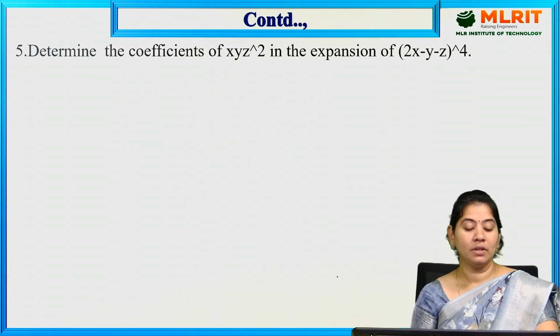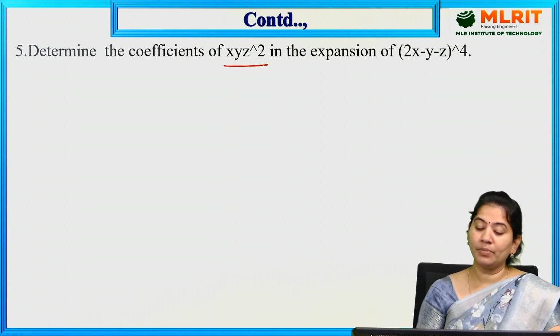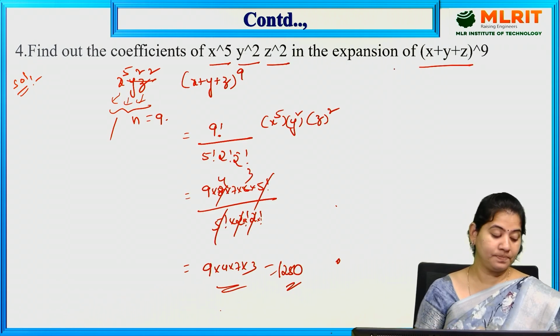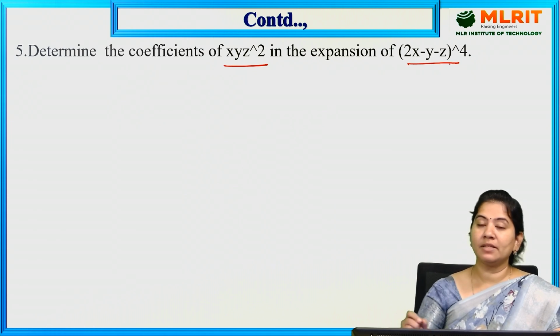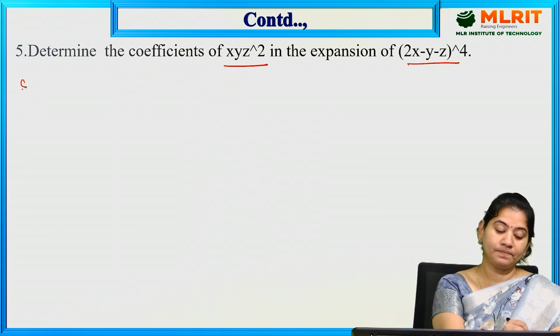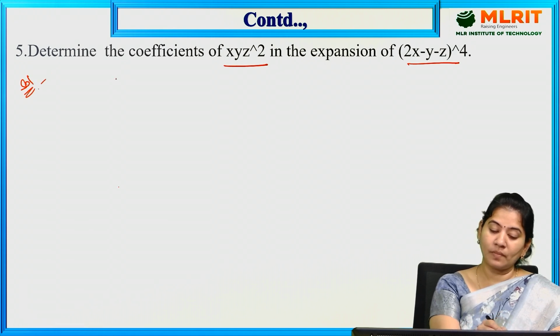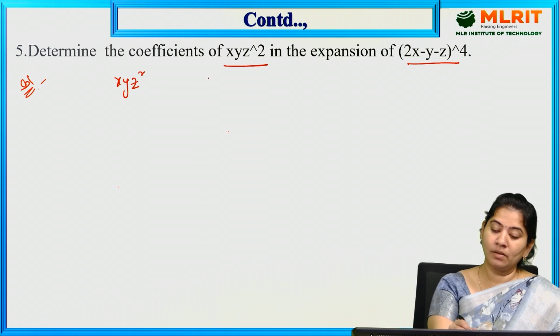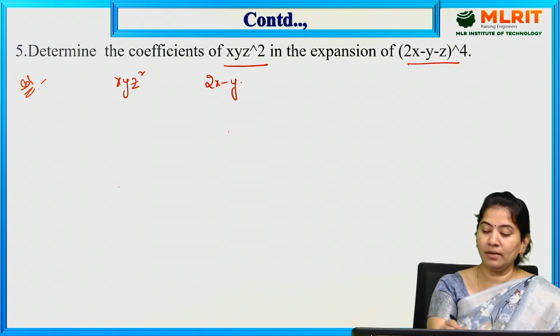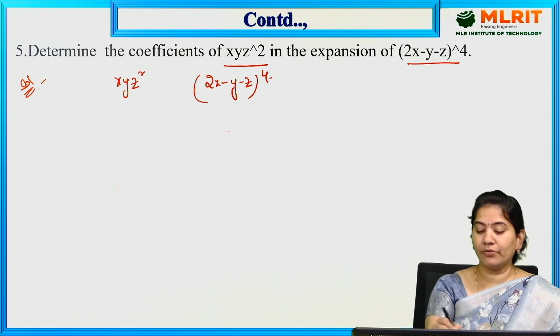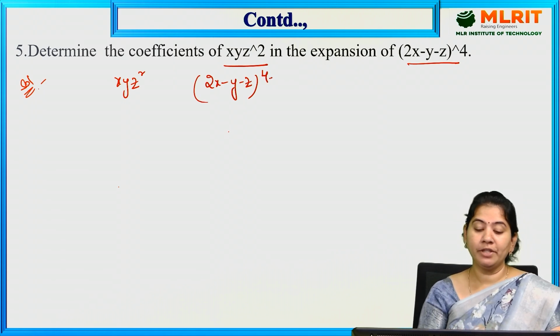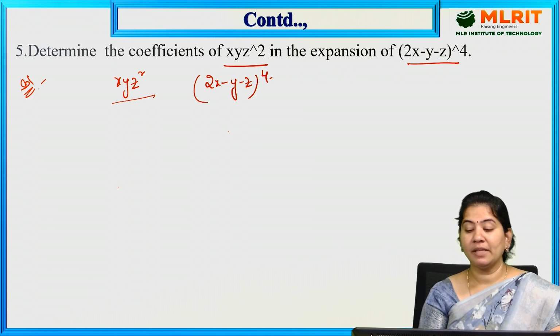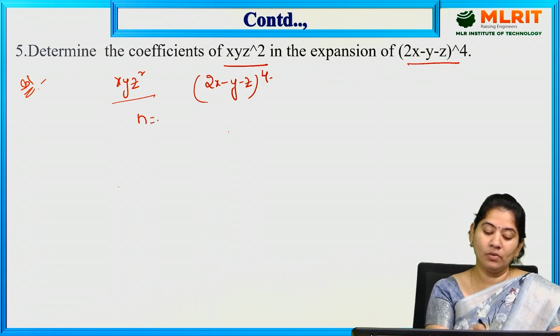Next we have: determine the coefficient of x y z square in the expansion of (2x - y - z) whole power 4. So here you are going to find out the coefficient of x y z square in the expansion of (2x - y - z) whole power 4. So now n is equal to 4.